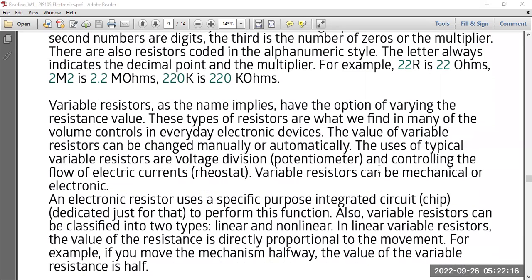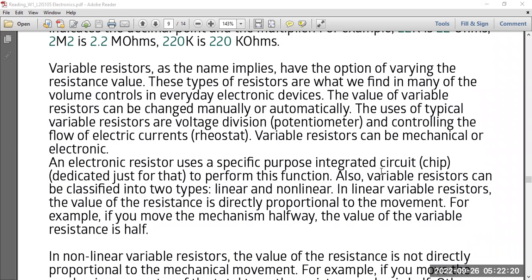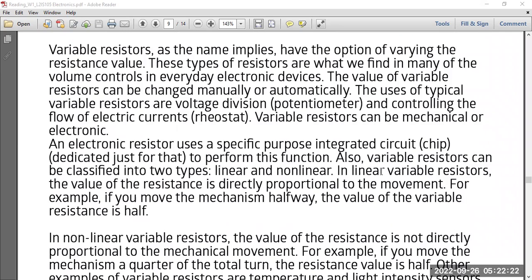So till now, we were talking about the fixed resistors. But as I have told you earlier in my lecture, there are 2 types of resistors, fixed resistors and variable resistors. So till now we have been discussing all the fixed resistors. So now coming to the variable resistors.